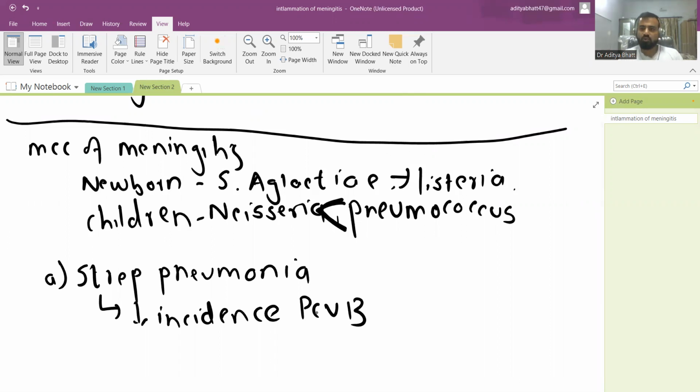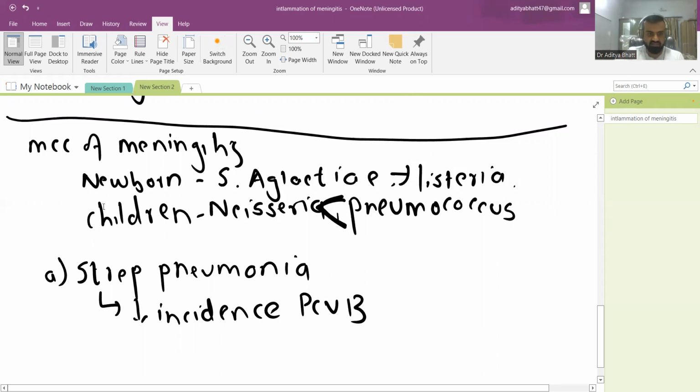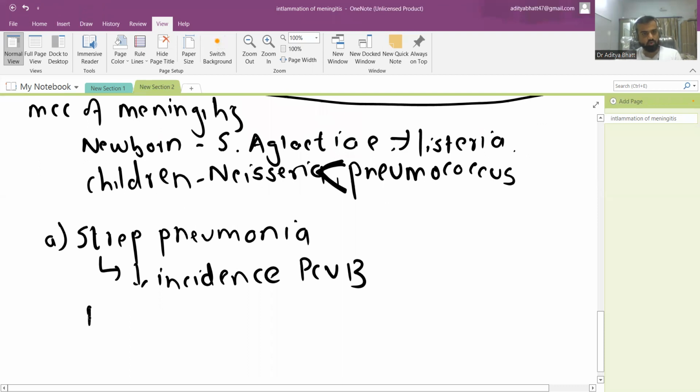What happened was that after PCV7 or PCV10 came, the other serotypes which were not covered by the vaccine flared up, and they became commoner causes of meningitis in patients who are vaccinated. So this is PCV, pneumococcal conjugate vaccine, and what are the risk factors for Streptococcus pneumoniae? So it is otitis media.